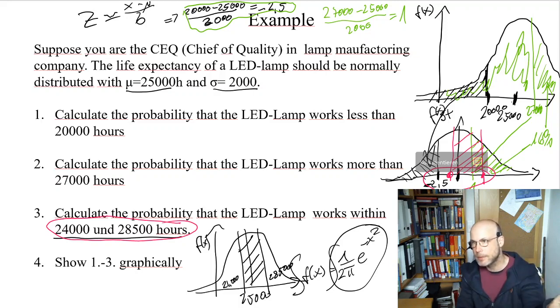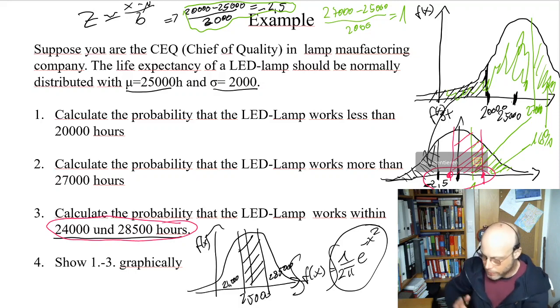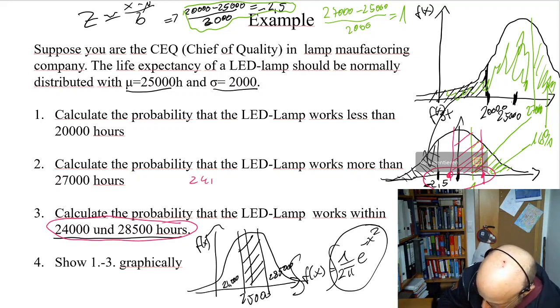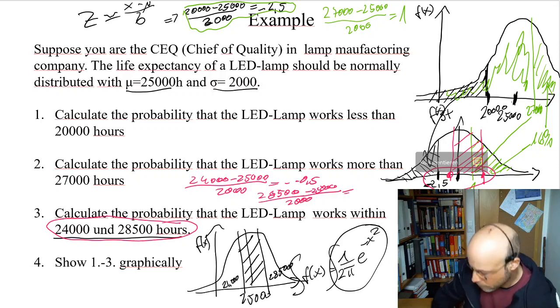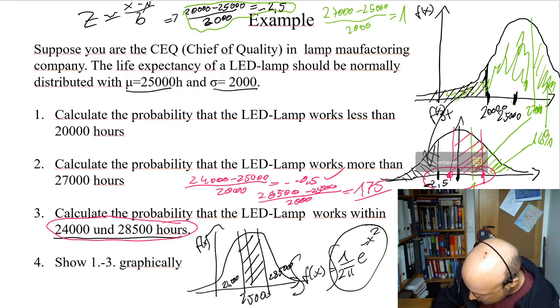Now we have to calculate the lower z value and the higher z value. Minus 0.5. This, yes, great. And 1.75. I think you are also right. What we just did is 24 minus 25 over 2, which is, of course, minus 0.5. And 28.5 minus 25 over 2 is 3.5 over 2, and you have 1.75. Great. Excellent.